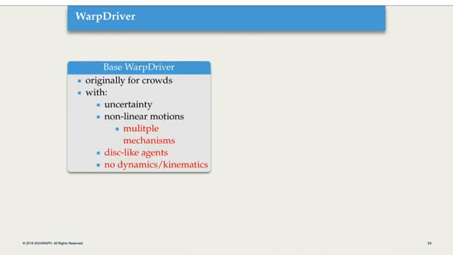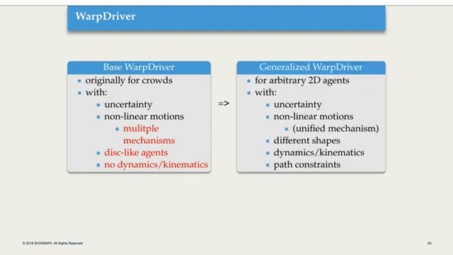The base Wald driver was originally intended and developed for handling human crowds, with uncertainty and nonlinear motion models. It has multiple mechanisms to deal with nonlinear motion models, and it assumes disc-like agents with no dynamic or kinematic constraints. The new generalized Wald driver, however, works for arbitrary 2D agents with uncertainty and nonlinear motions, but also different shapes with dynamic and kinematic constraints as well as path constraints.